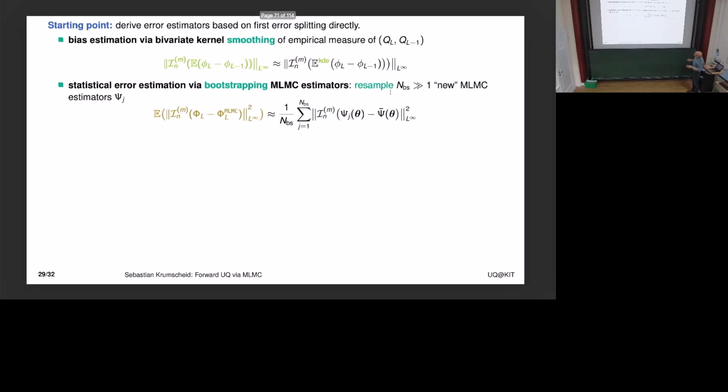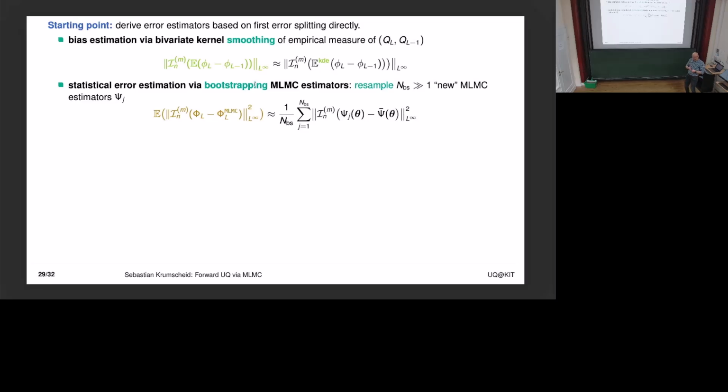Okay, so I skip the one for the bias, there we'll do some smoothing using kernel length estimators, but I want to just tell you a very neat trick that the PhD student Sundar came up with to estimate the statistical error by some bootstrap argument. So what's bootstrap? If you remember from some statistics basics, you have a sample and you redraw from that sample. That's bootstrap or jackknife.